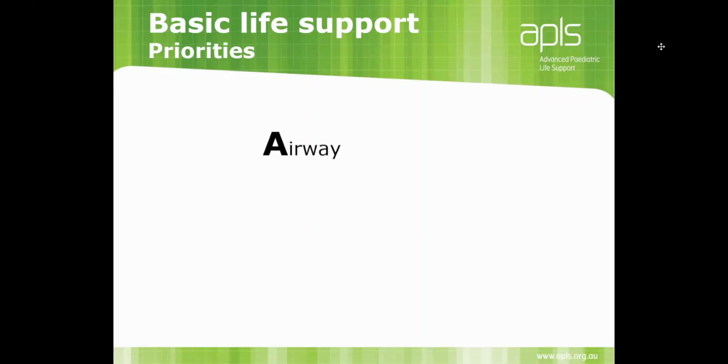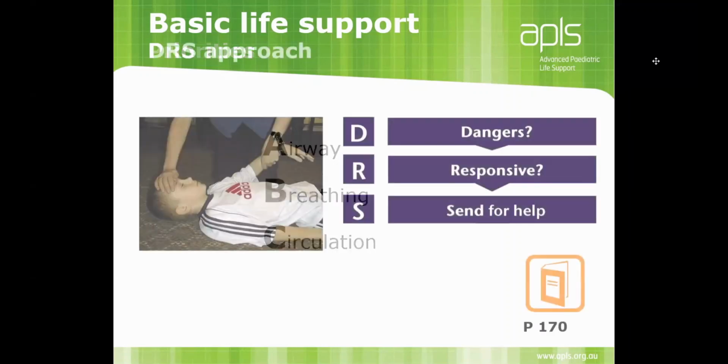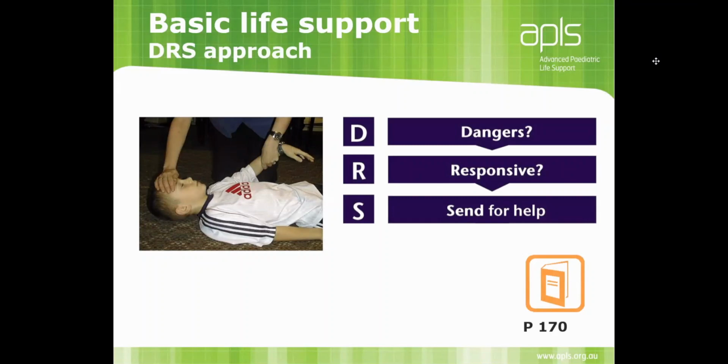As you all know, the priority is to follow airway, breathing, and circulation. Because if you don't restore airway or breathing, then you cannot restore circulation. First of all, you have to correct airway, then only you can correct breathing. And if you have corrected both airway and breathing, then only you can correct circulation. Otherwise, you can't correct the subsequent component.